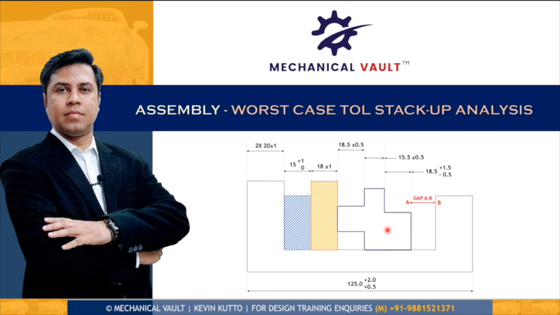Now imagine if dimensions in mating parts are manufactured to extreme ends of their tolerances, will the mating parts still meet those functions? And how on earth are we supposed to know if we are achieving those functions or not? And that's where, my friends, tolerance stackup analysis comes into the picture.